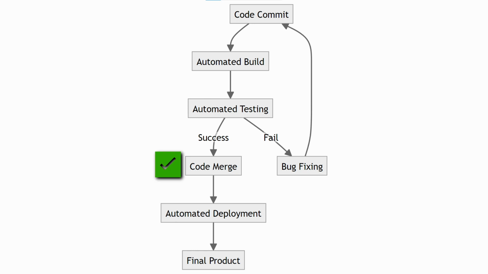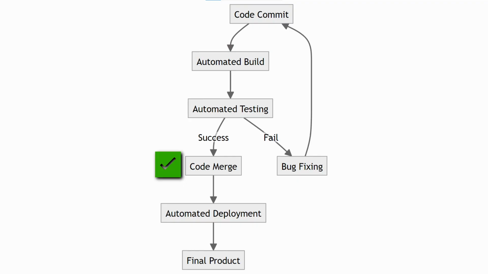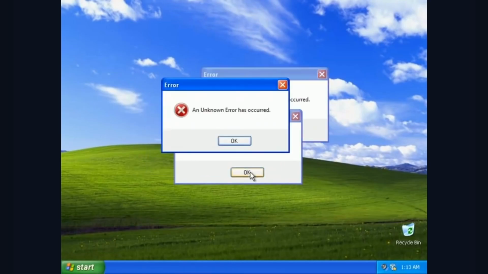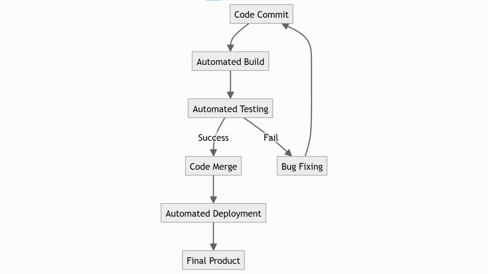Part 3. Code merge and bug fixing. Successful tests lead to code merge. Woo! Yeah! But if the test fails, there's a bug fixing stage, looping back to the start.